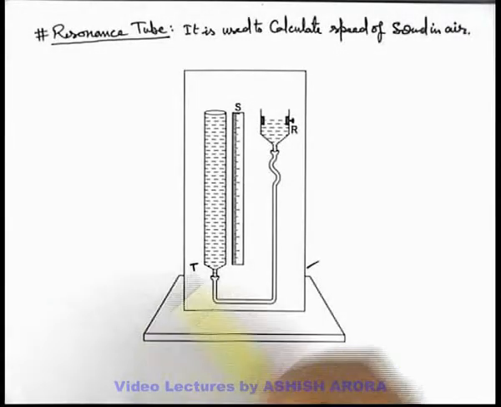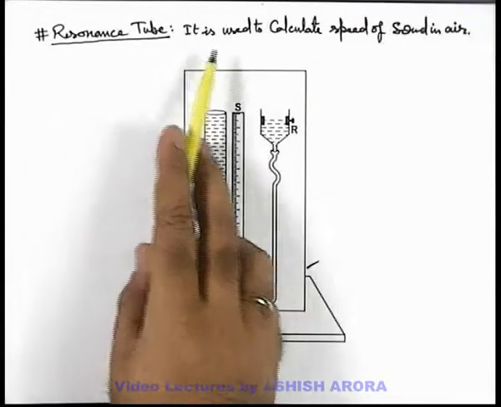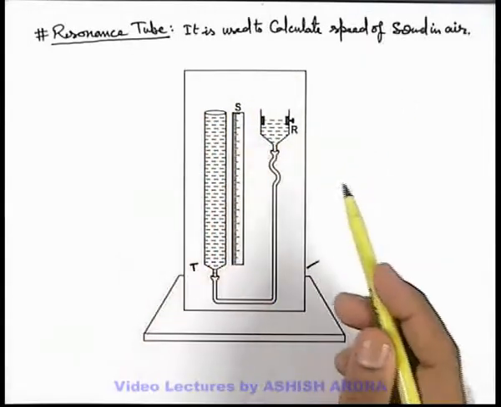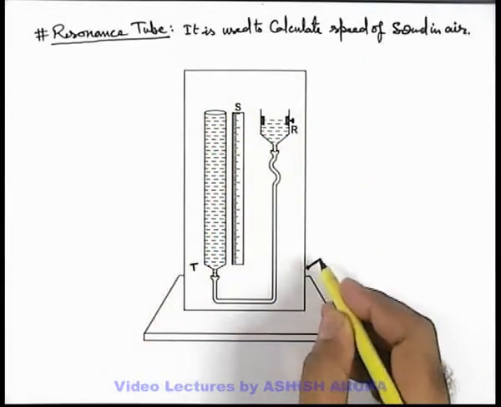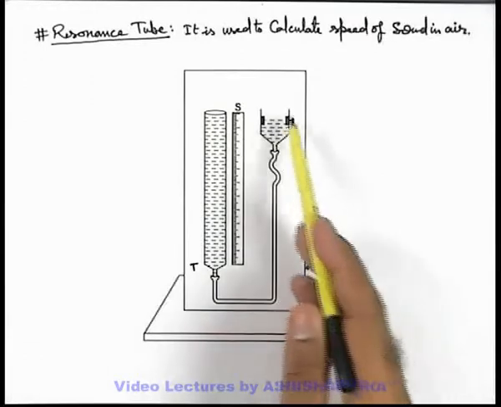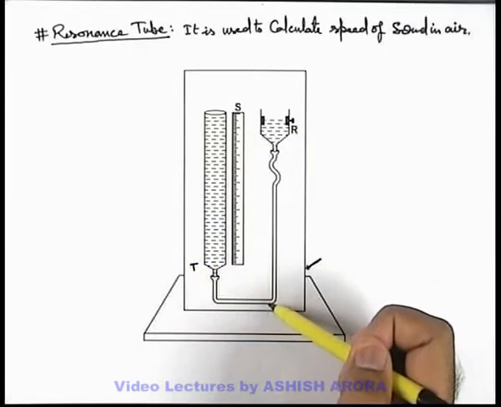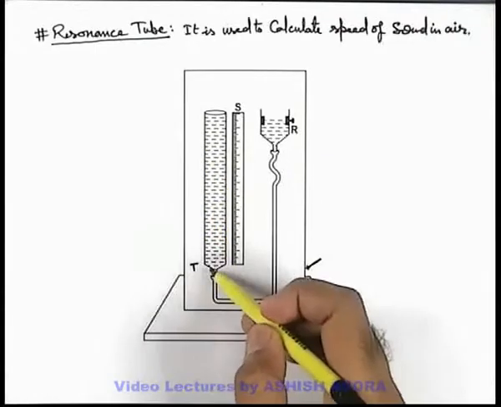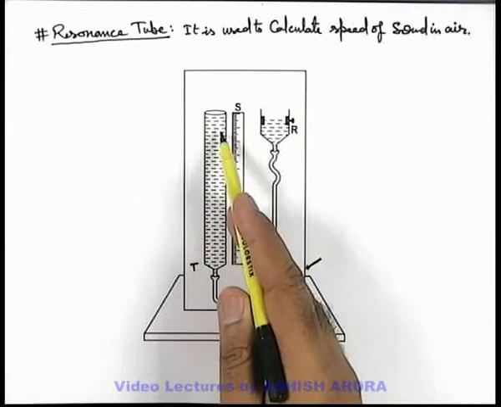Let's discuss the experiment of resonance tube. It is used to calculate speed of sound in air. Here we can see a typical experimental setup of a resonance tube experiment, in which there is a long tube T which is filled with water.